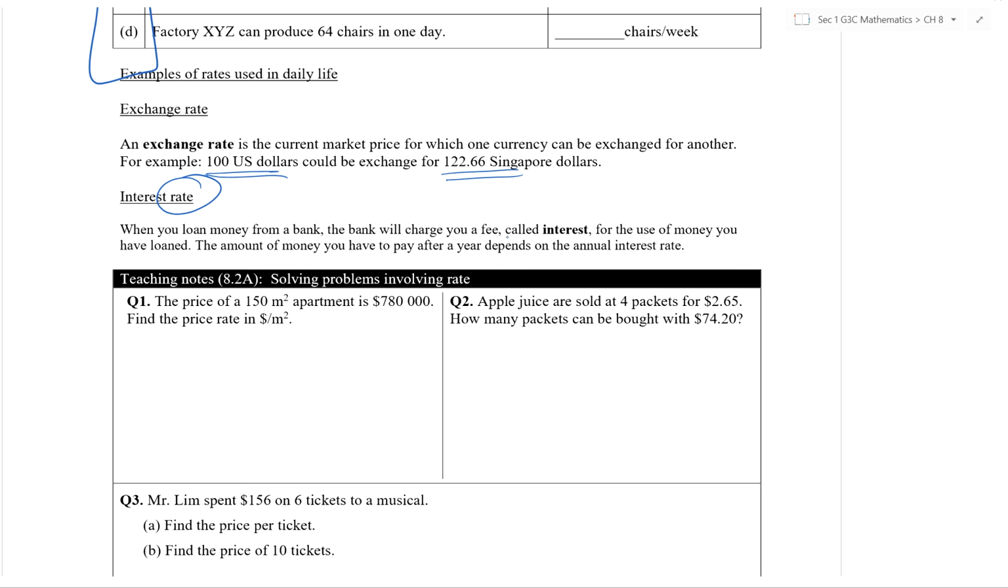Okay, next one. Now, the price of a 150 square meter apartment costs $780,000. How much does it cost per square meter? Okay, so I know you know how to do this, but presentation wise, how should we show it? This is what I want you to do. 150 square meters costs, no S, cost $780,000.